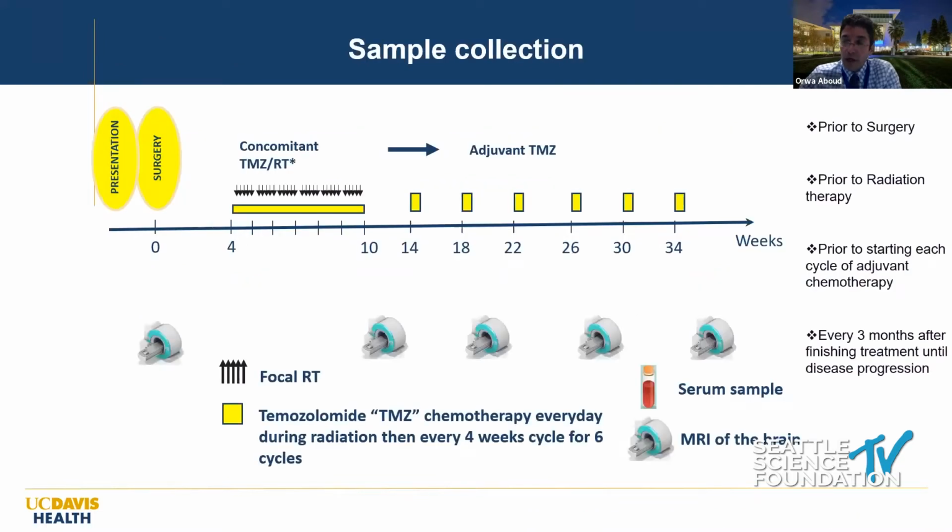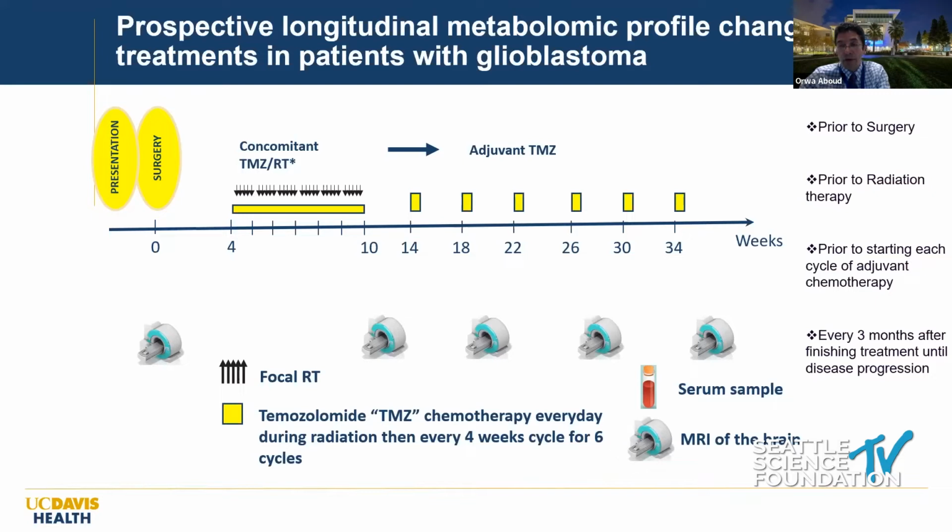This is our project in summary. As shown on the Stupp protocol, what we try to do here is take sample collections from patients undergoing concurrent chemoradiation followed by adjuvant temozolomide. We take samples before surgery, after surgery, before radiation, after radiation, as shown in this graph.